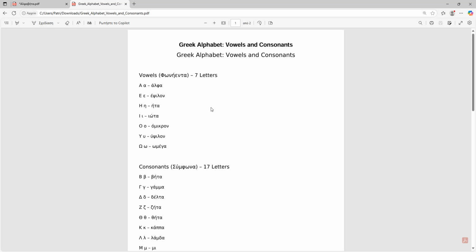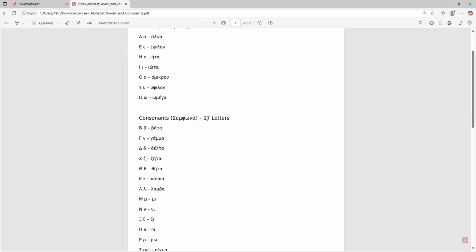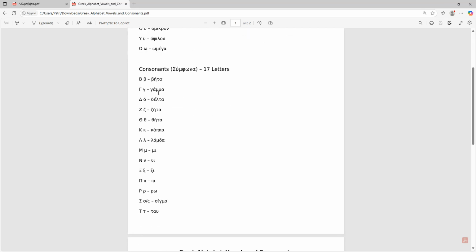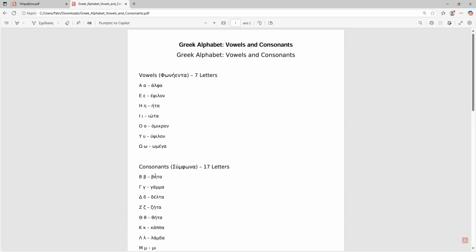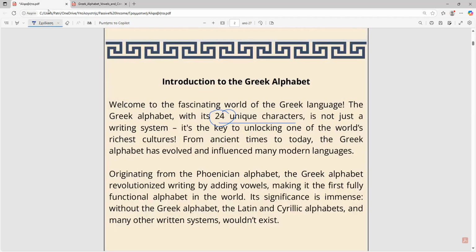So we have 7 vowels and 17 consonants: vita, gamma, delta, zeta, theta, kappa, lambda, mi, ni, xi, pi, rho, sigma, taf, phi, chi, psi. And voila, here is a brief introduction to the vowels and the consonants of the Greek language, all 24 of them, if my maths is good.